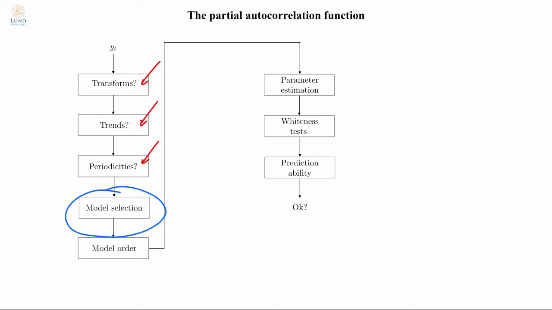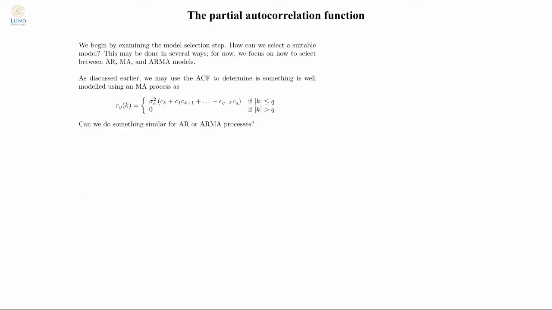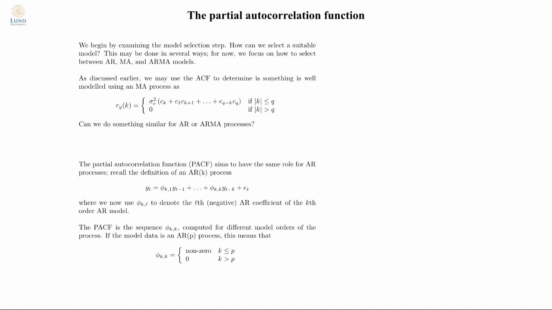As you already know, you can look at the autocorrelation function to see that this will turn to 0 if it seems suitable to model it using an MA process. We need something similar to determine whether something is suitable to model as an AR process. So as you know, the autocorrelation function will turn to 0 as soon as I've passed model order Q for an MA process. Can we do something similar for an AR process? The answer is yes, and this is the partial autocorrelation function.